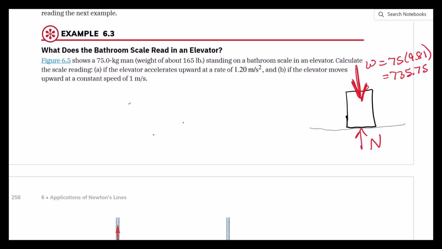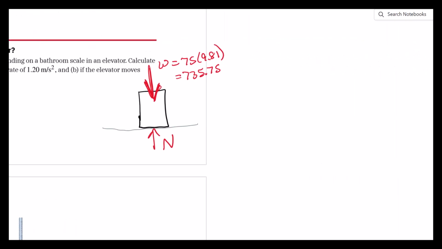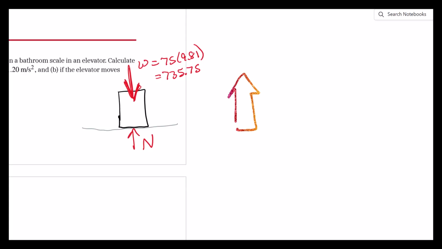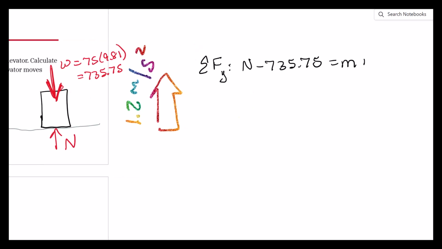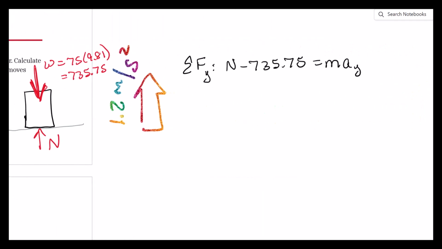I'm assuming that means what's the normal force if the elevator accelerates upward at a rate of 1.2 meters per second squared. So if we're accelerating upward, then for our free body diagram, the sum of the forces, well, there's nothing in the x. Sum of the forces in the y is N going up and 735.75 going down, and that equals mass times acceleration in the y direction. The mass is 75.